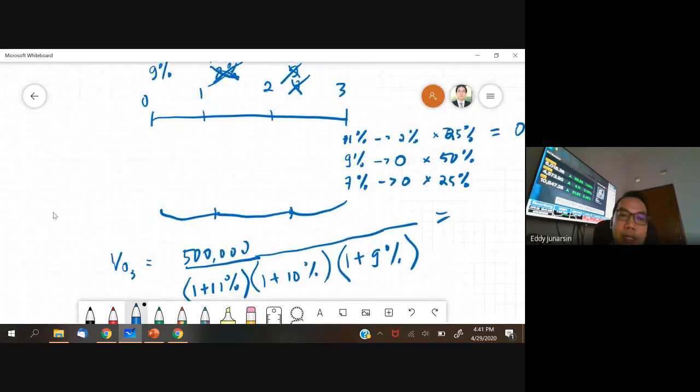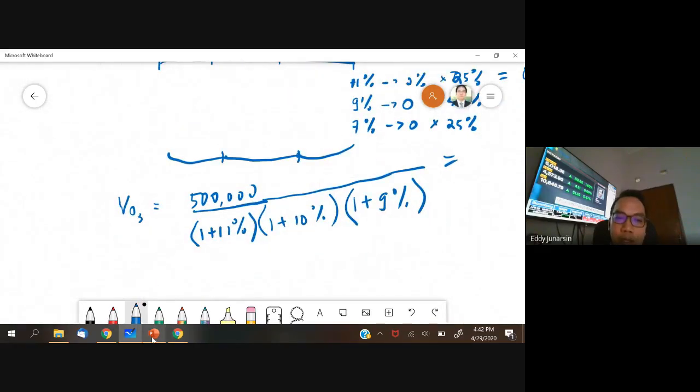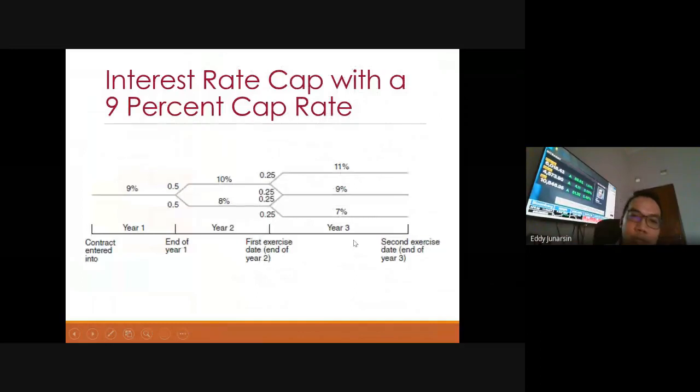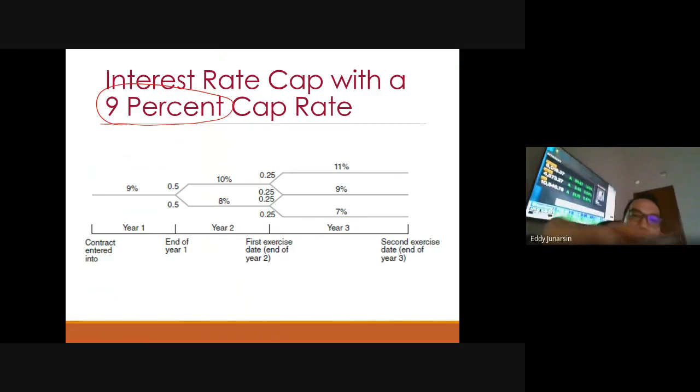Okay, what about the second? What is the value of the option in the second year? So we see here again the cap rate is 9. The cap rate is 9% here. So if this is 10%, then how much will it give you? 1%, right? Because the long call is capped at 9%. So if the real interest rate in the second year is 10%, then you get 1%. Right? But if the interest rate in the second year is 8%, then you get nothing, right? You abandon the contract. You will walk away without getting anything.